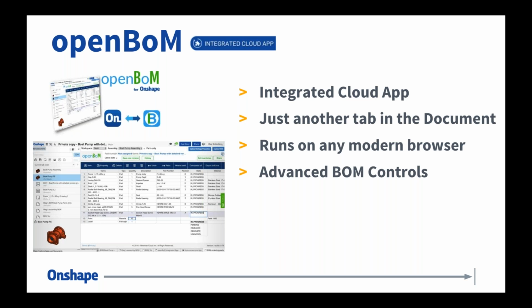So if you're looking for independent history of your bill of materials or the ability to add properties and items and have all these advanced functions, OpenBOM is definitely the app that you want to check out. So again, it's integrated into the browser. It's just another tab in your document in Onshape. And it has a lot of capabilities that really give you a high level of control. A lot of the capabilities in OpenBOM are something you would only see in a more traditional, very expensive EPDM system, product data management, for example. So that's OpenBOM, and I'm going to show you an example of it in just a bit.